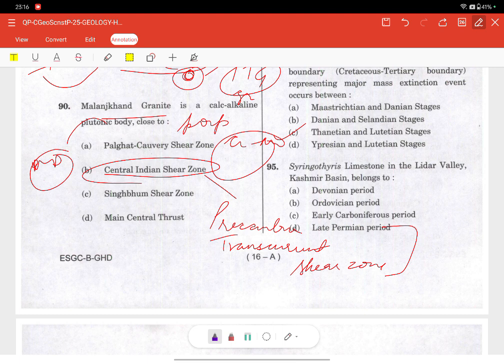Okay, so it separates the northern Indian block, that is Bundelkhand Craton, and the Bastar Craton, that is the southern Indian Craton. It acts as a pathway for magma ascent, conduit for hydrothermal fluids. The Melanchthon granite and its copper mineralization are structurally controlled by CIZSZ.